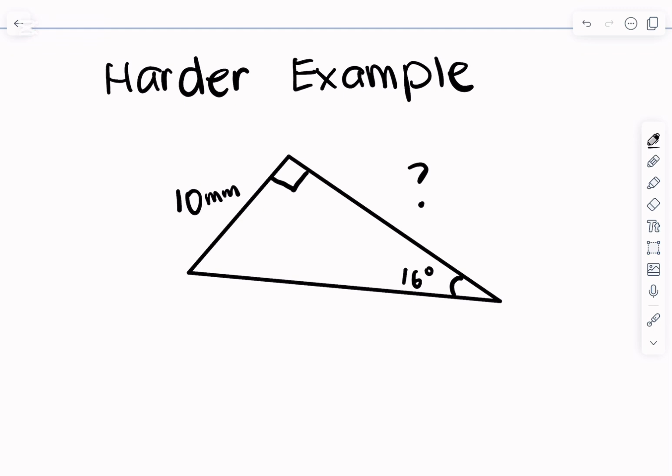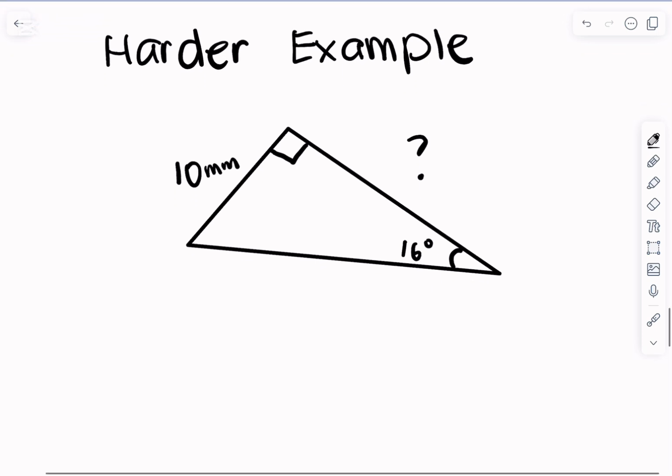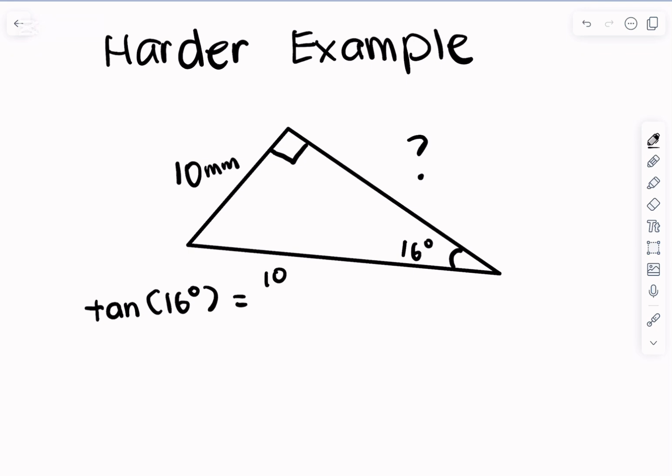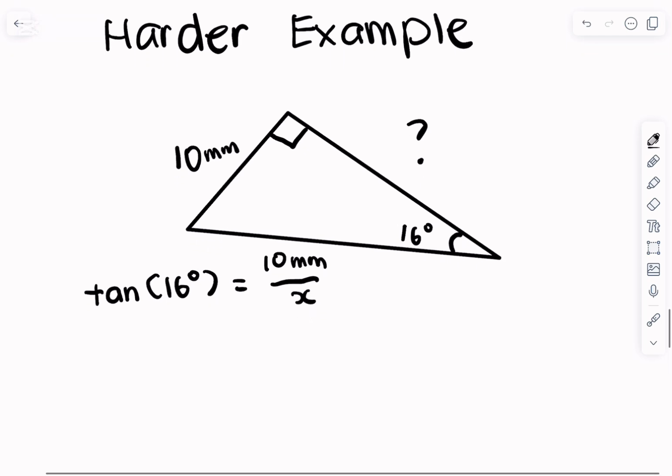So to be able to solve this, we need to use the tangent formula since it involves both the opposite and the adjacent sides. Now we're able to form an equation. Tan of 16 degrees equals 10 divided by x. Now all we need to do is rearrange the equation, and it comes out to be x equals 10 divided by tan 16 degrees.